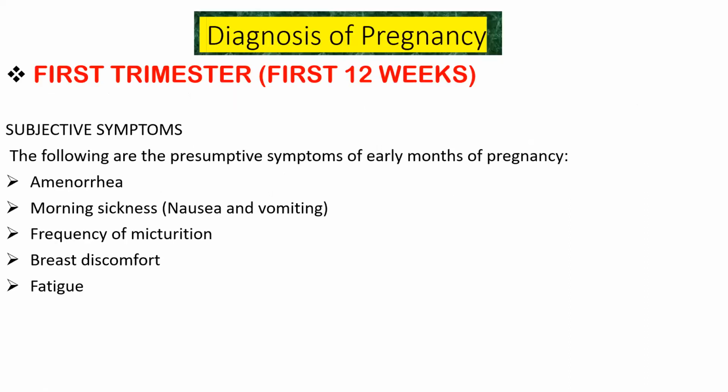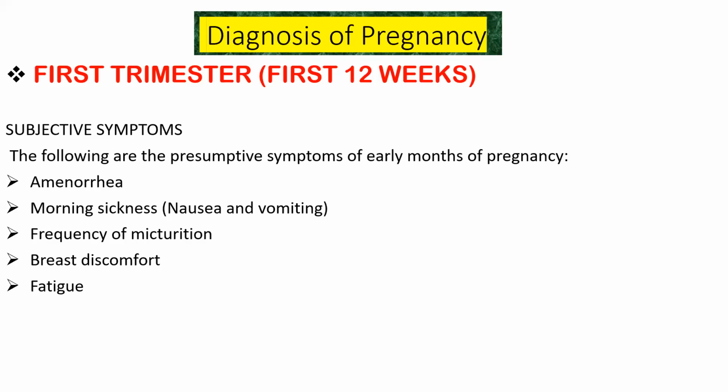How can we diagnose that a person or a woman is pregnant? Understand? First of all, in the first trimester, how can we diagnose? You can write it down, this is very important. First trimester means it starts from the first 12 weeks. Starting from the date of the pregnancy till 12 weeks, it is termed as first trimester.